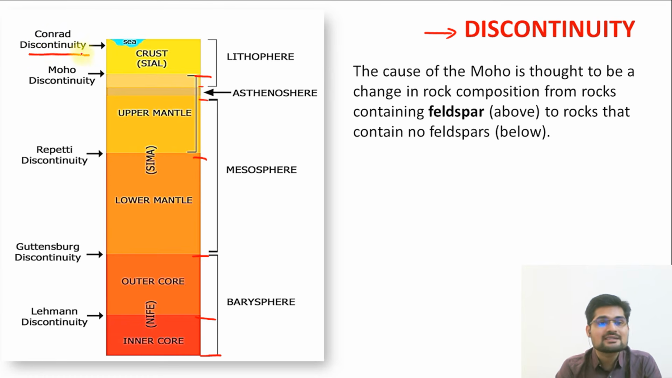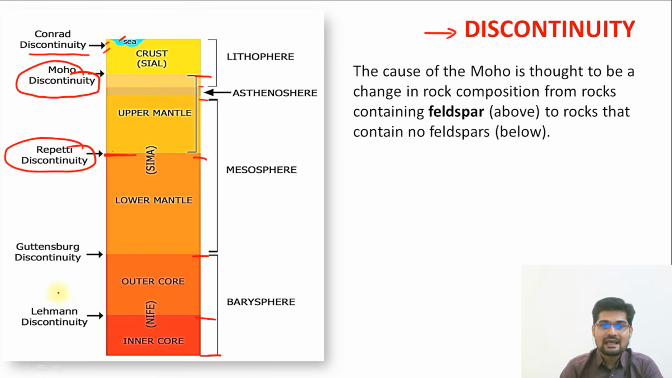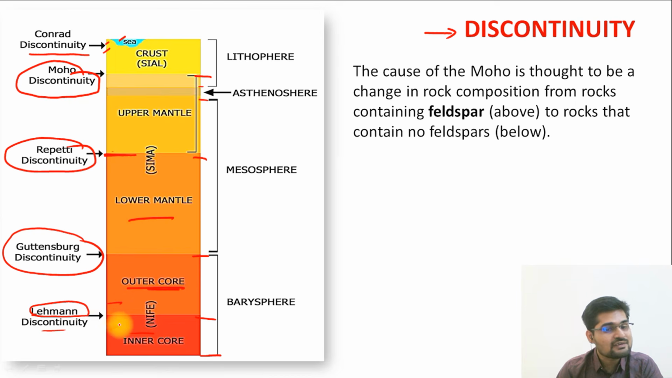So what are these discontinuities? First one is the Conrad discontinuity. It is between the oceanic and the continental crust. Then between the lithosphere and the asthenosphere, that is Moho discontinuity. Then the next one, between the upper mantle and the lower mantle, is the Repetti discontinuity. And between lower mantle and outer core, it is Gutenberg discontinuity. And finally the outer core and inner core, remember the name of the scientist? Lehmann. He discovered it and said that the outer core is different from the inner core, that is called Lehmann discontinuity.